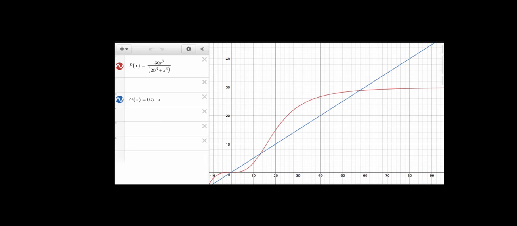Here we show a graph of the predation rate in red and the growth rate of the aphid population in blue. We observe that these two curves intersect at x equals 0, a little bit past x equals 10, and roughly around x equals 60.